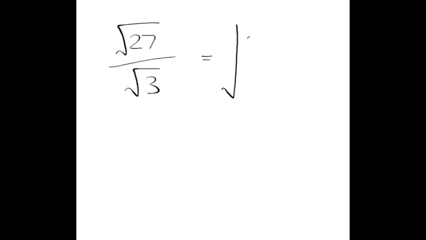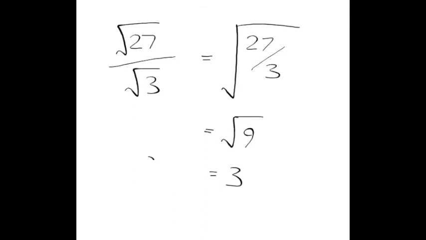Looking at the division bit, we'll consider the square root of 27 divided by the square root of 3. That's the same as the square root of 27 divided by 3. We know 27 divided by 3 is just 9. So the square root of 9 we know is just 3. So the square root of 27 divided by the square root of 3 equals 3.